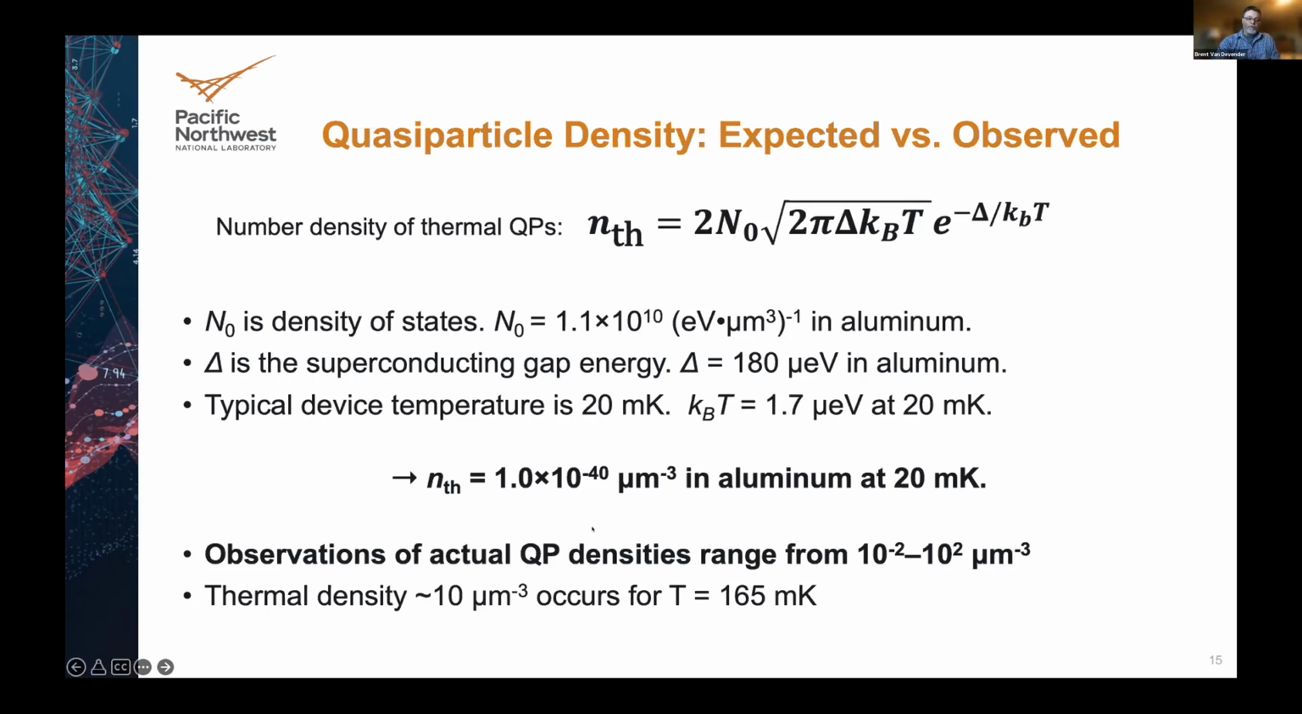The actual observations are 10 to the minus 2 to 10 to the 2, so hundredths to hundreds. And for reference, to get a density of 10 per cubic micron from thermal origin, you would have to turn up the temperature of your device to 165 millikelvin. That corresponds to an energy, though, that would drive transitions of the qubit. So you have to be cold not to do that.